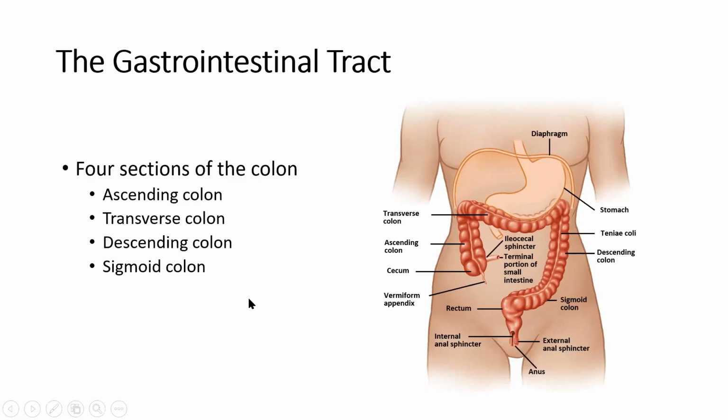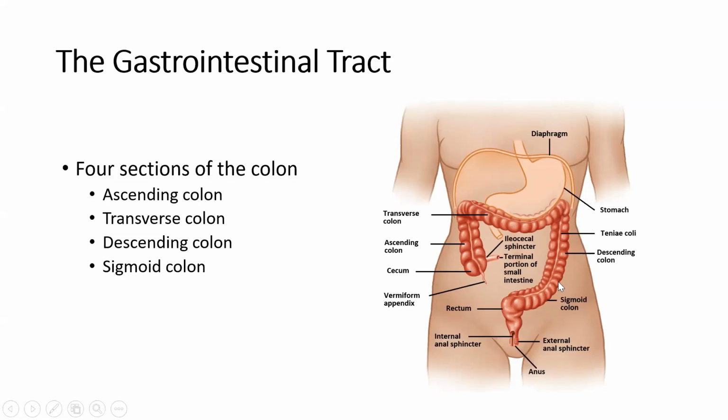So the four parts of the colon are the ascending colon here on the right. Then the colon takes this turn. We call this the hepatic flexure or the right flexure. Then we've got the transverse colon, which sits underneath the stomach pretty much. Then the colon takes a turn again to form the descending colon. This turn we call the splenic flexure.